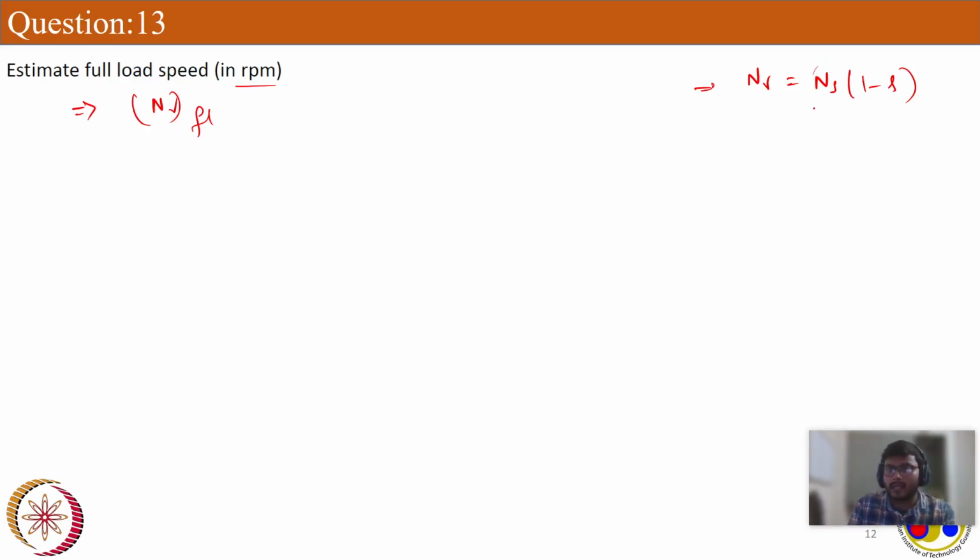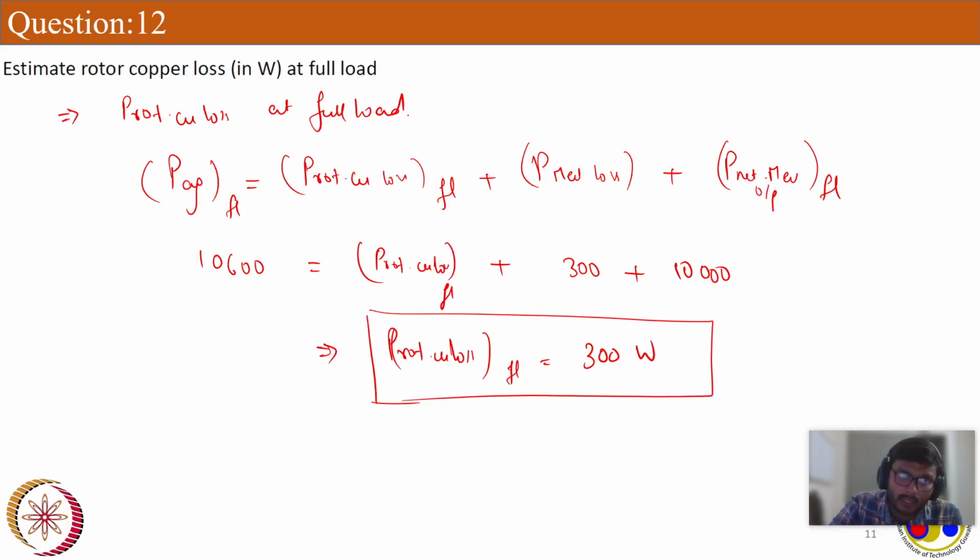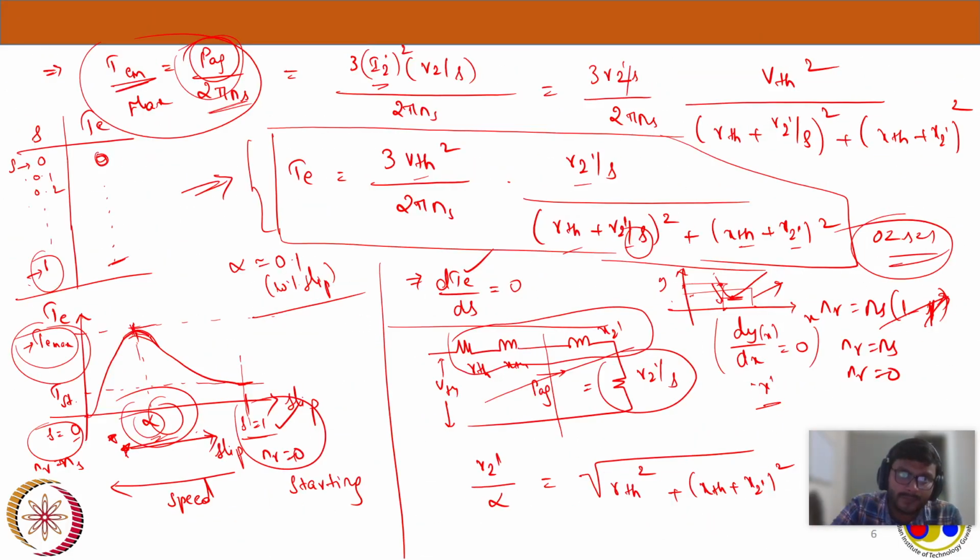NS I can easily get because I have been provided with the machine's parameters. 120 F by P will give the NS. Frequency I know, poles I know, so I will get NS. But how to get the slip here? Getting the slip is the problem here. If you can remember our power flow diagram and the relation I have discussed in this session today, it will be very easy to get the slip value. Let's get back to the relation which we have discussed today and highlighted.